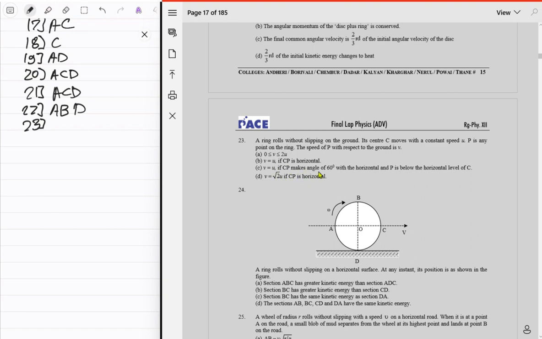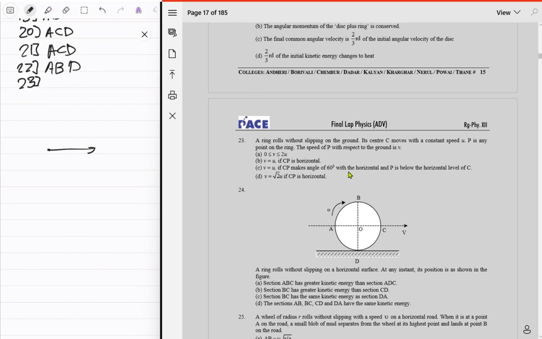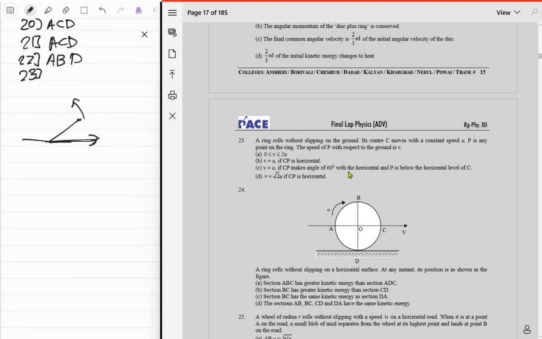V equals U if CP makes an angle of 60 degrees with the horizontal and P is below the horizontal level of C. CP makes 60 degrees with the horizontal. So this is 60 degrees, combined with 90 degrees. P is below the horizontal, so it's like this basically. That is going in this direction, so omega is in this direction. Actually it should be like this.